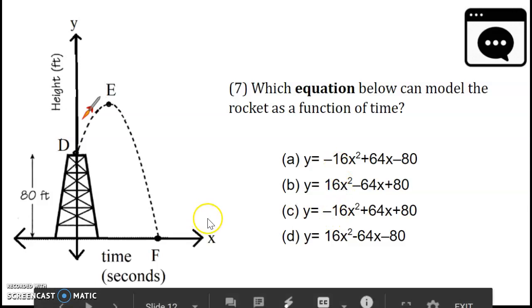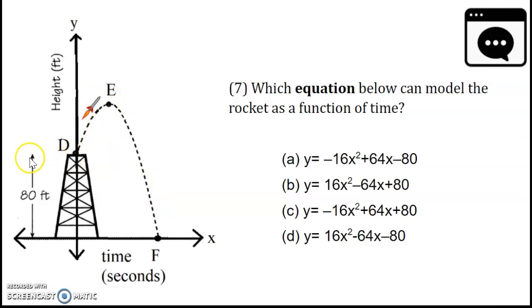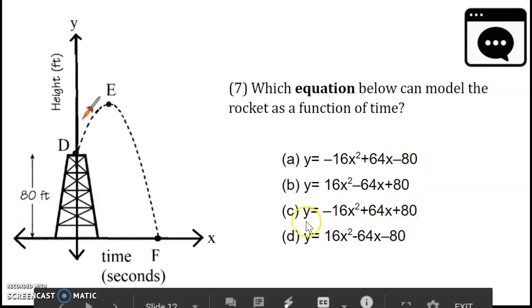Now what else do we know? Pretty easily from the graph, we know what the y-intercept is. What is the y-intercept? It is 80 feet. Okay, so this point is 80. It's positive 80, but this one has negative 80 as the y-intercept, and it's positive 80 here, so the correct answer is C.